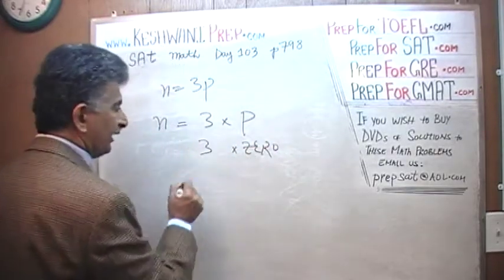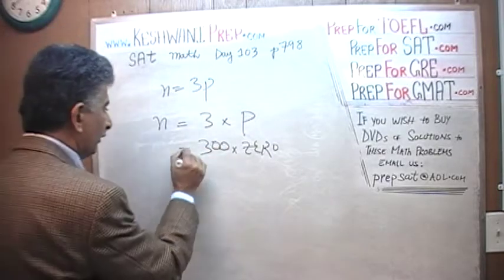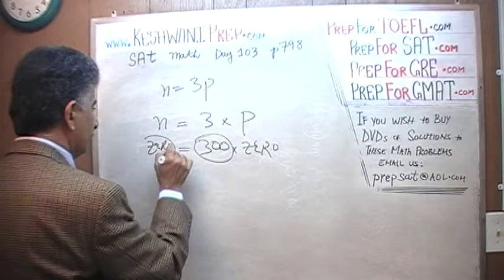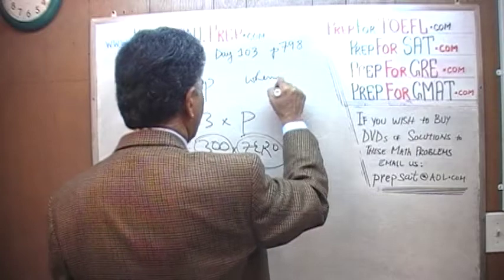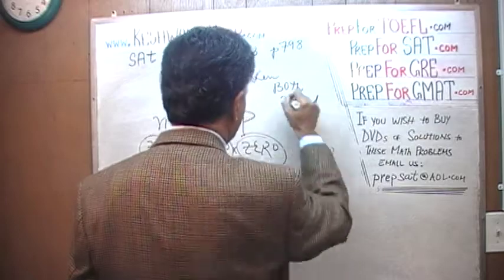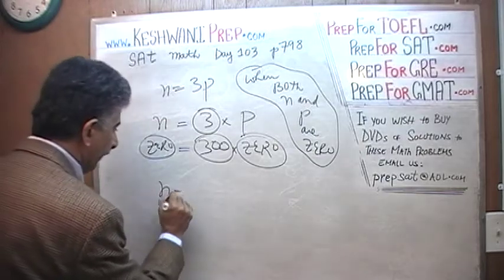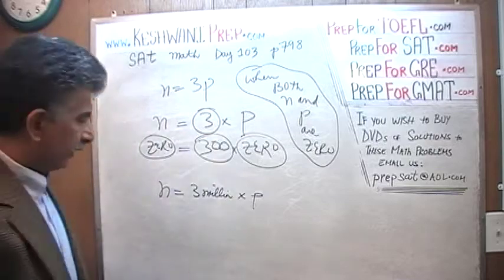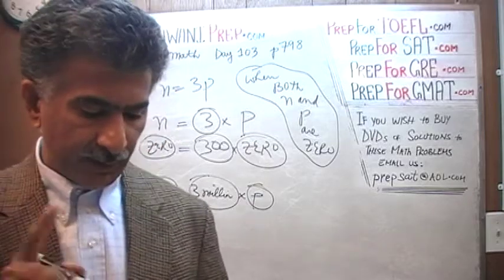In which case it can be 3 times that number, or 30 times that number, or 30,000 times that number. It doesn't matter, because no matter what that number is, any number times 0 is 0. So the only time it is going to be true is when both n and p are 0. And this 3 has no significance. n could be 3 million times p. It doesn't matter, because no matter what number it is, times 0 will equal 0. That's the only time it's going to be true. So both n and p are 0.